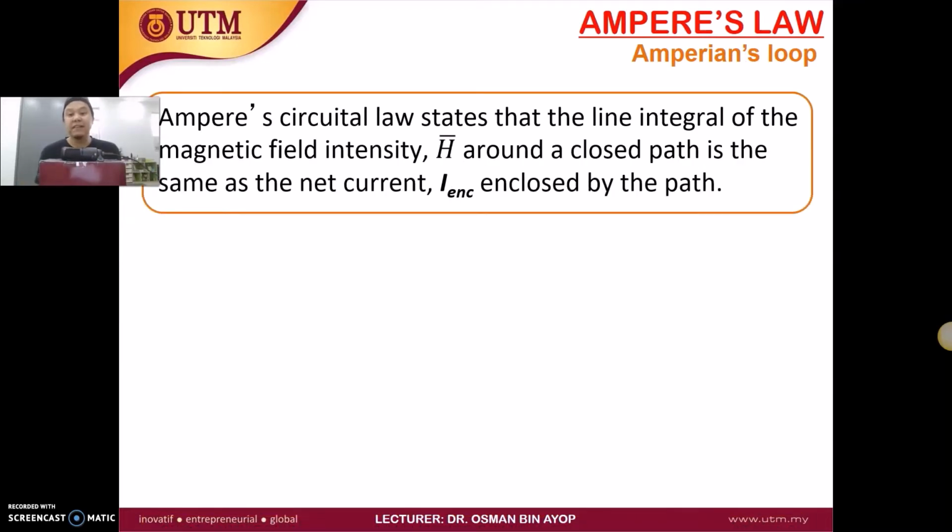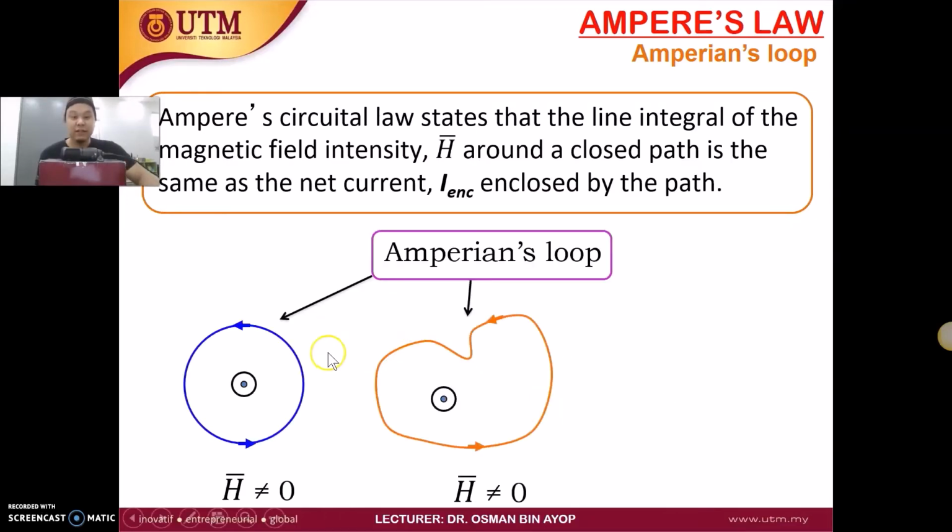Alright, Ampere's circuit law states that the line integral of the magnetic field intensity H around a closed path is the same as the net current I enclosed by the path. When we create a path, basically this is what we call the Amperian loop, right? So what is the current enclosed by this loop? We only consider the current inside the loop. If there is another current outside the loop, we will not consider it. This is the same as the Gauss law, right?